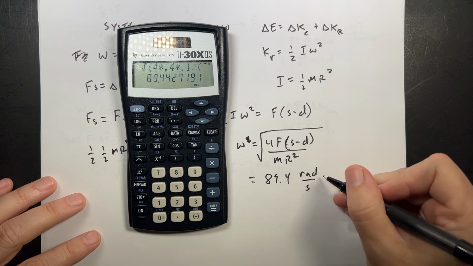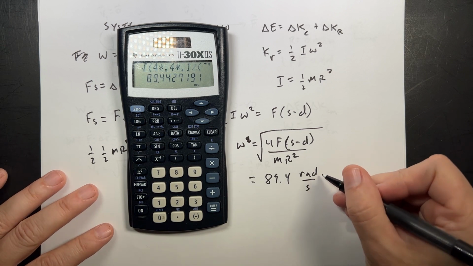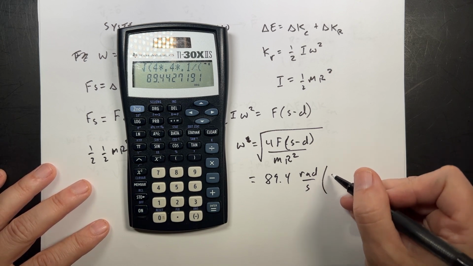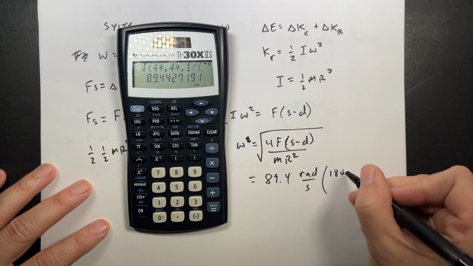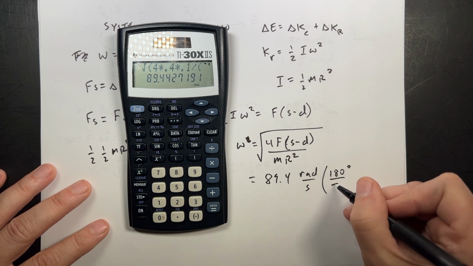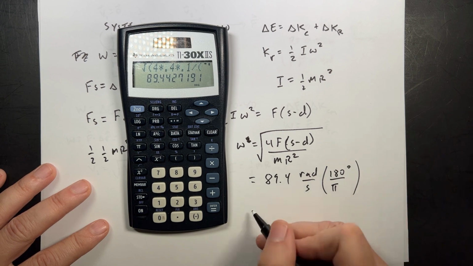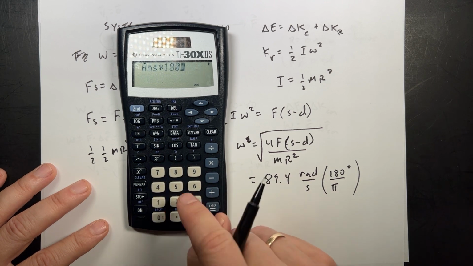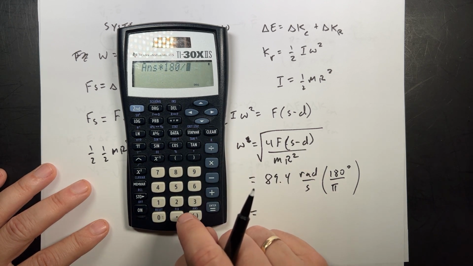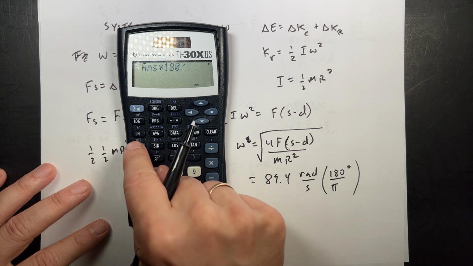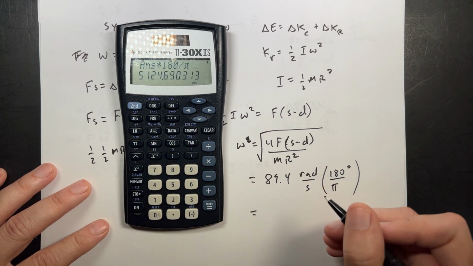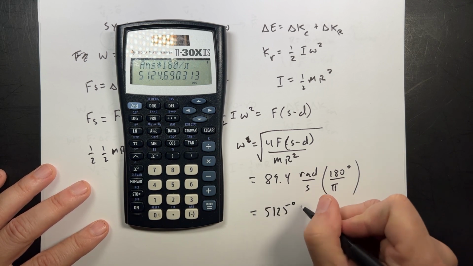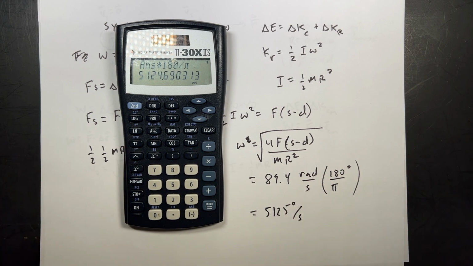Let's do this the old-fashioned way and convert this to degrees per second. So if I multiply this by 180 degrees over pi radians, oh, that seems really fast. Okay, so times 180 divided by pi. So, ooh, super fast. 5125 degrees per second. Okay, well, how can I fix this so it's not so bad?